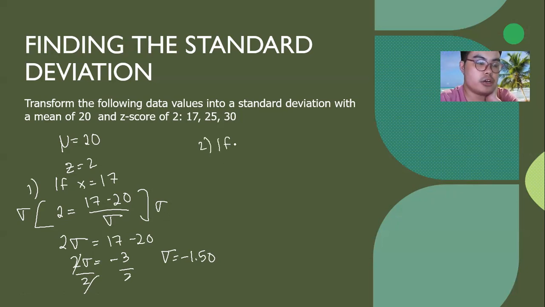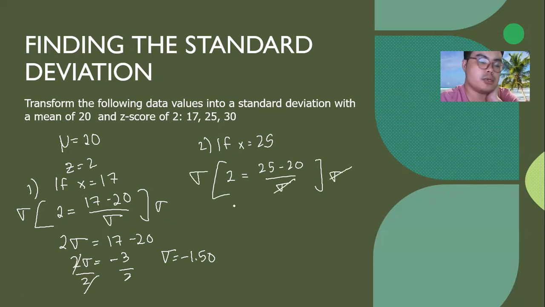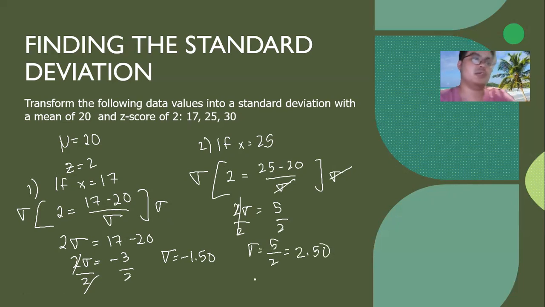For number 2, if your x is 25, okay, so 2 equals 25 minus 20 over sigma. So multiplying both sides by the sigma, this will become 2 sigma equals 5. So dividing both sides by 2, this will become sigma equals 5 over 2, which is 2.50.